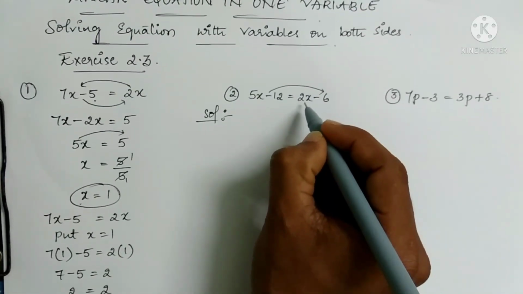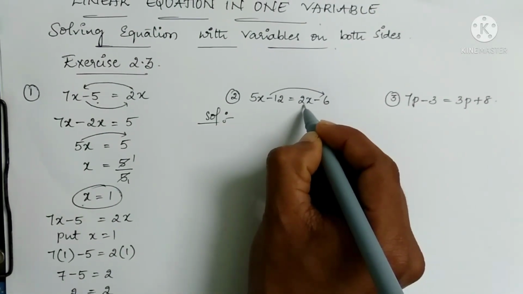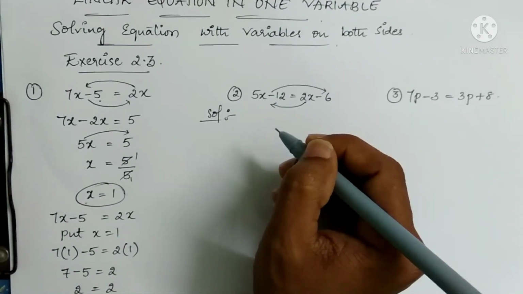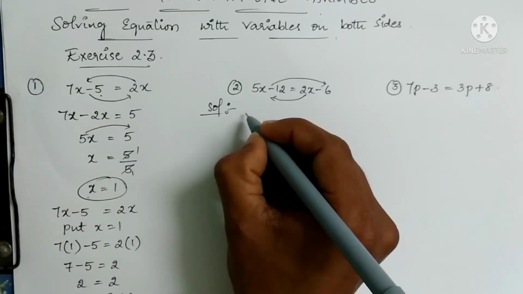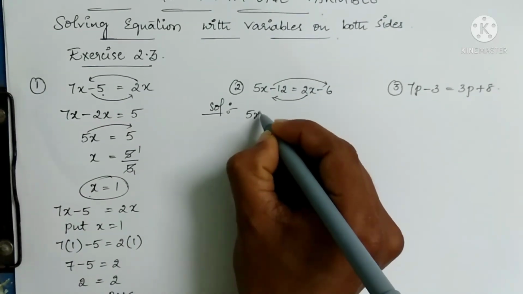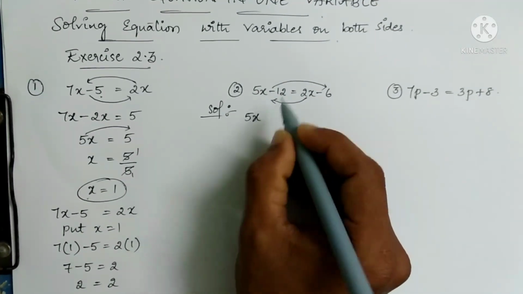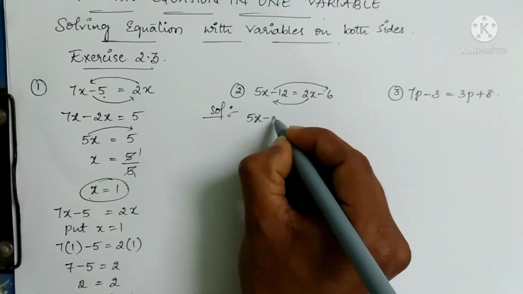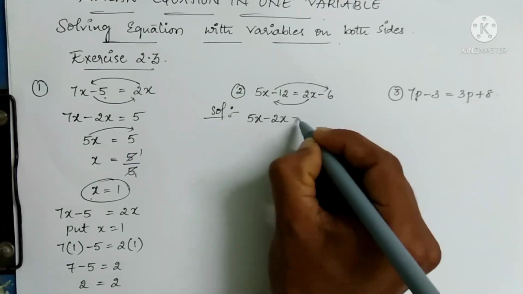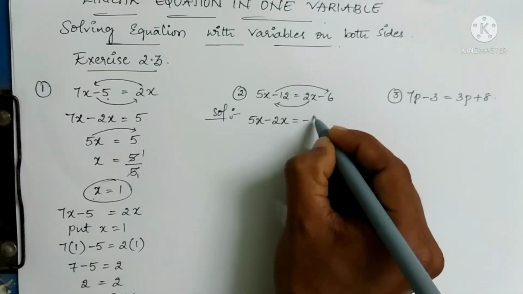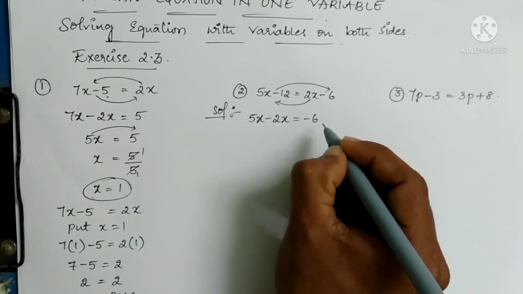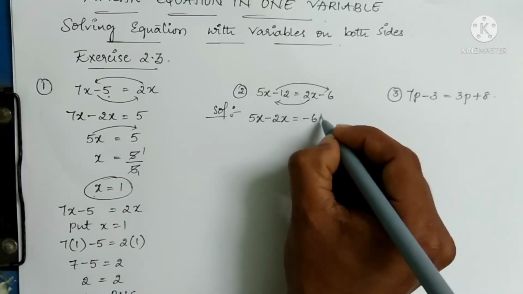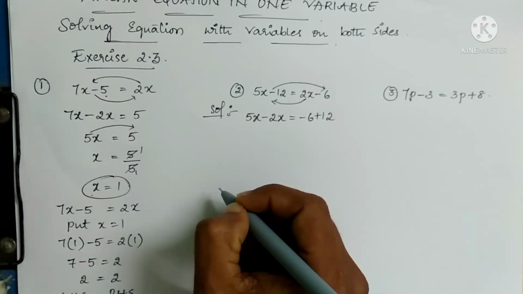The variable term on the RHS is 2x. Transpose this plus 2x to LHS, it becomes minus 2x. Now 5x as it is. If I transpose plus 2x to LHS, it becomes minus 2x, which is equal to minus 6 as it is on the RHS, and by transposing minus 12, it becomes plus 12.